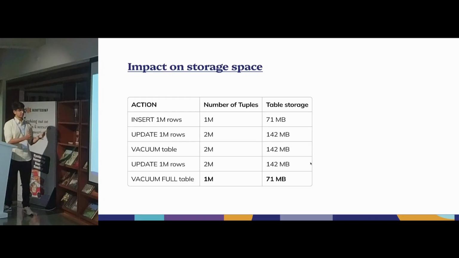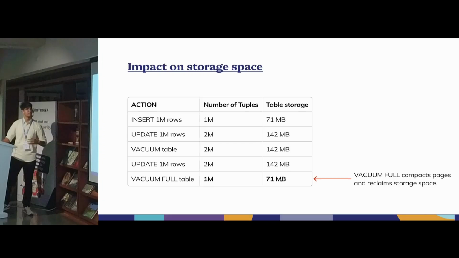There is another thing we didn't discuss, and that is an extension to vacuum. It's called vacuum full. It's another command you can run in Postgres. Vacuum full directly frees up storage space on a table. Instead of just marking dead tuples as reusable, it actually goes and clears up the space and compacts the pages. In this case, if you run a vacuum full, you would end up having only 1 million tuples, clearing up all the dead tuples, and the storage space brought down to just 71 MB.